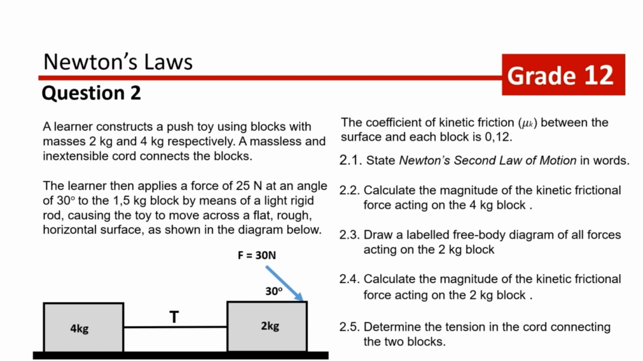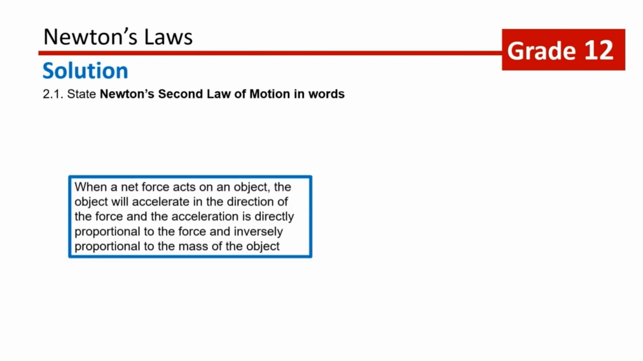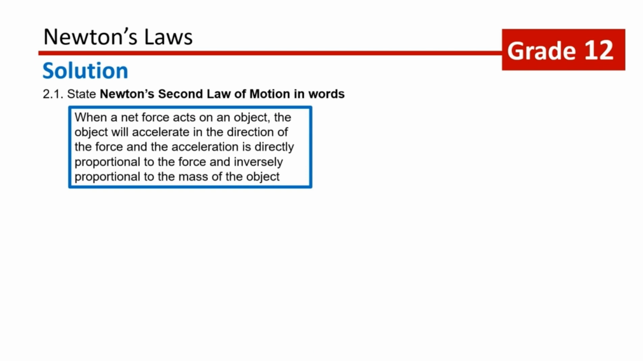The 5 questions we're supposed to answer. So let's proceed and go straight to question number 1 that requires us to state Newton's second law of motion in words. Newton's second law of motion in words says when a net force acts on an object, the object will accelerate in the direction of the force, and the acceleration is directly proportional to the force and inversely proportional to the mass of the object. I think that's straightforward. You remember that from your books. Make sure you know all the laws and definitions. That's where you get easy marks.